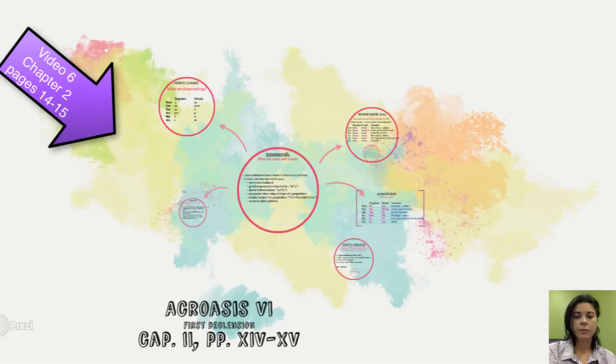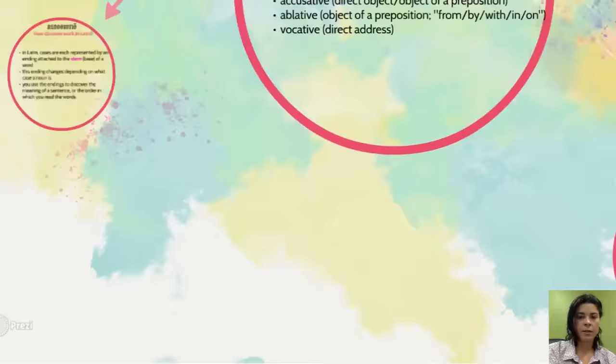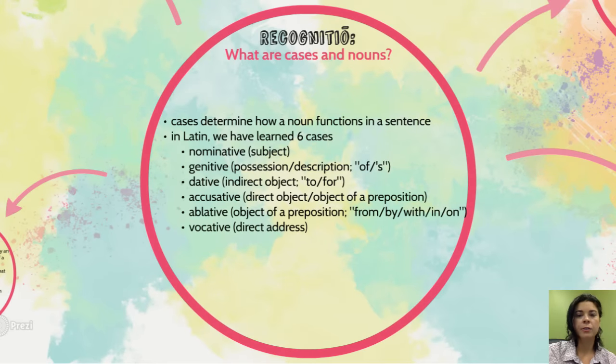Acroasis VI, or Video 6, the first declension from Chapter 2 of Wheelock, pages 14 to 15. So let's talk first, recognitio. What are cases and nouns? So previously we determined that cases will help you figure out how a noun functions in a sentence.